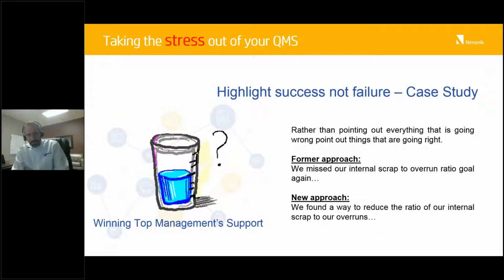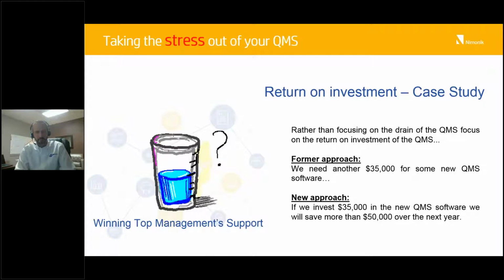A third one is return on investment. What makes top management tick is ROI. Their job is to make sure the company turns a profit. If a company doesn't make a profit, that company's not going to be in business much longer. Everybody's going to lose their job.